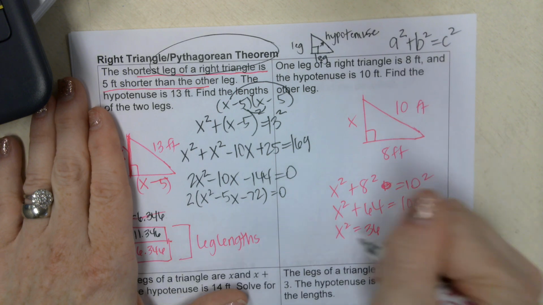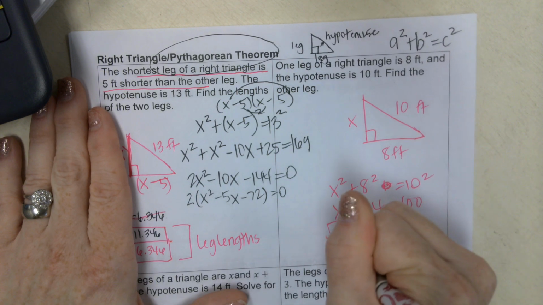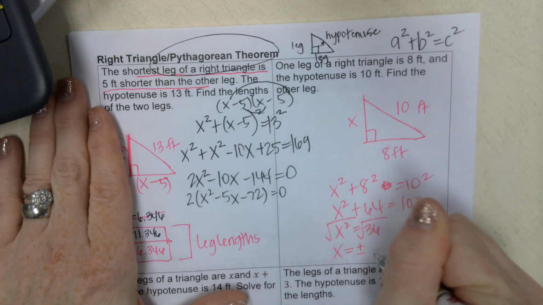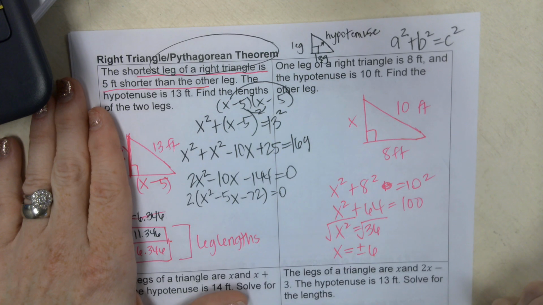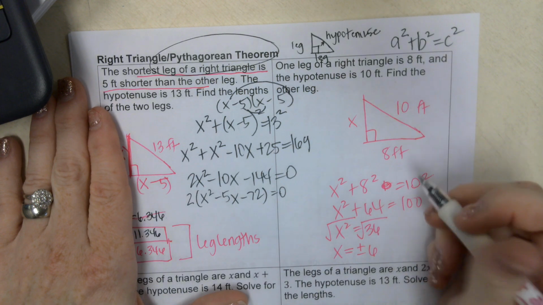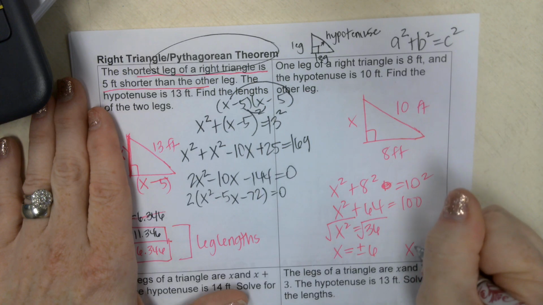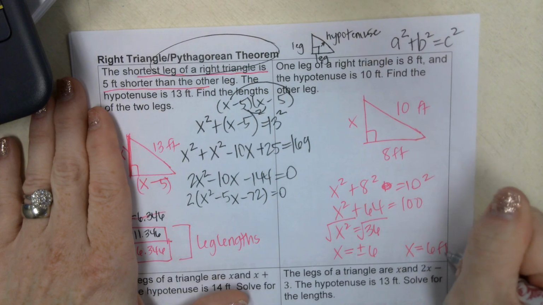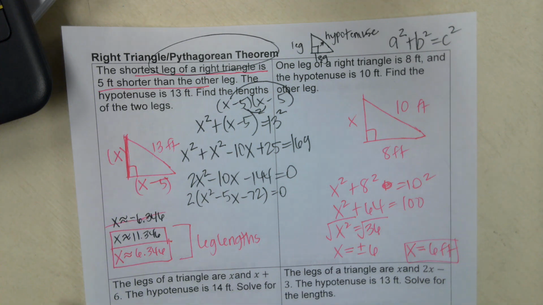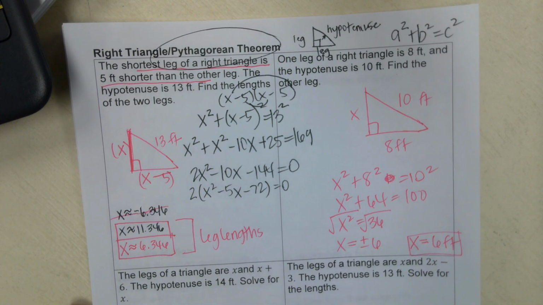Okay. Now, when I go in and I take the square root of both sides, technically I get plus or minus, right? But does the negative make sense here? No. So it's going to be 6 feet long. Okay?